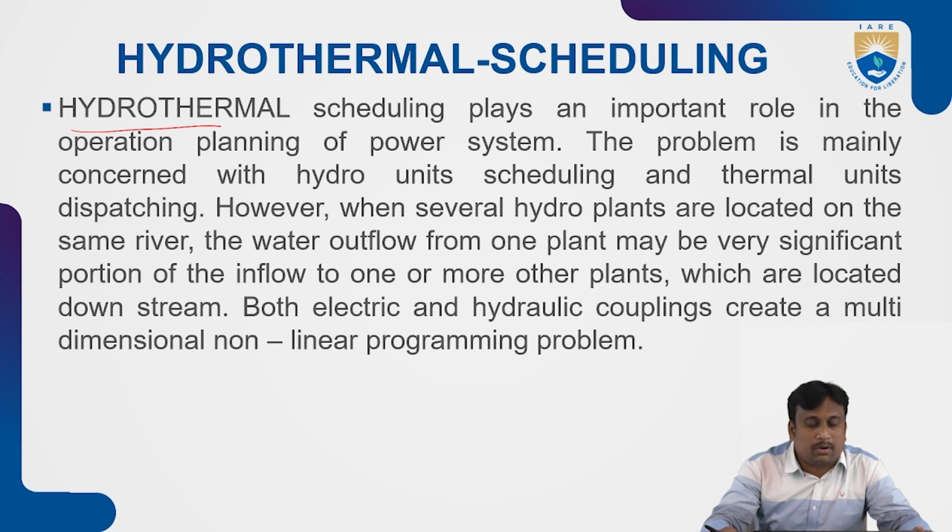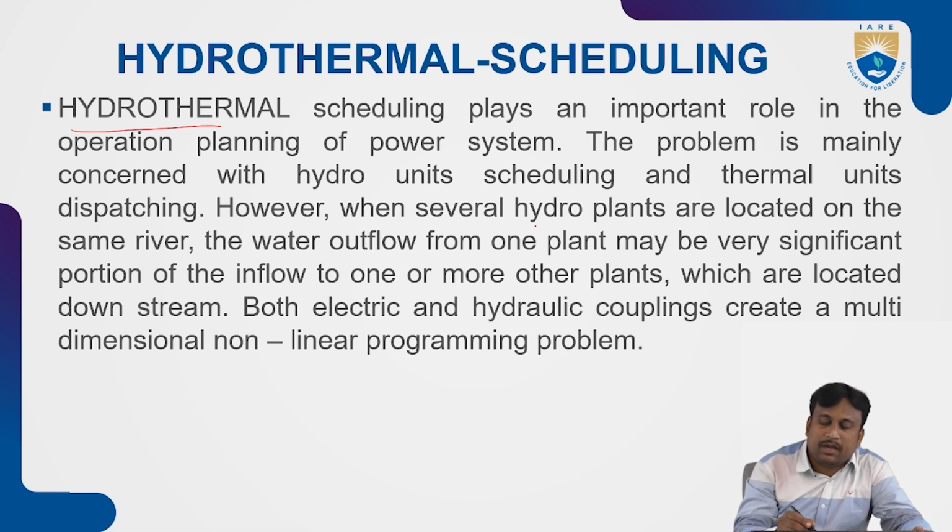The main problem is with the hydro unit schedule, because we cannot expect continuity of the flow. Compared to hydel, thermal can keep its input continuous, as there is storage in the coal handling plant and we can go with those inputs.